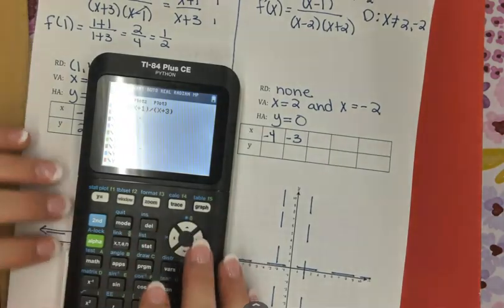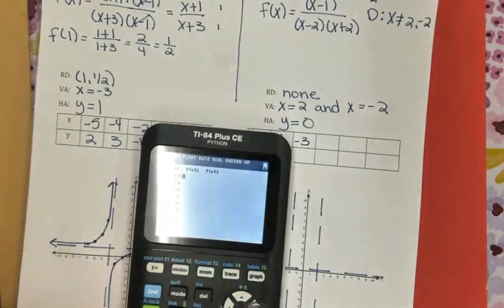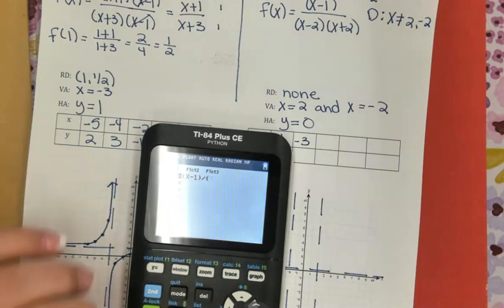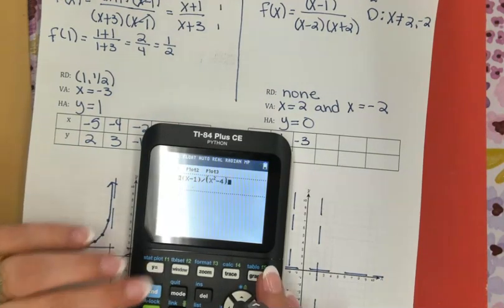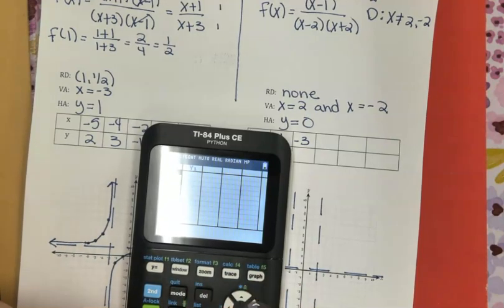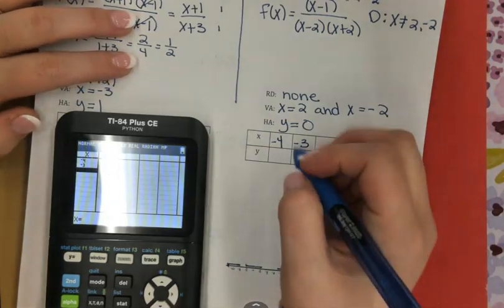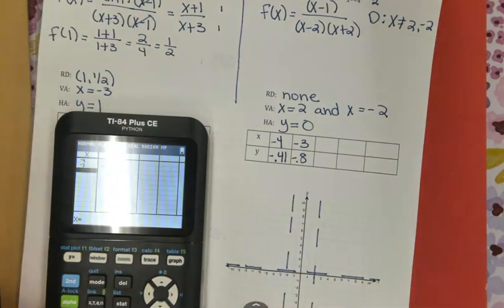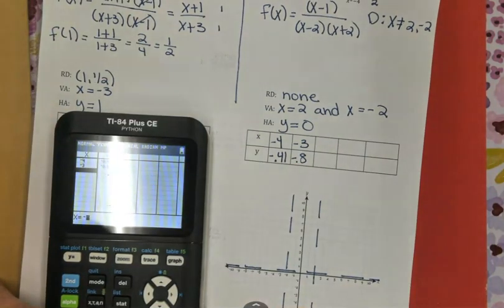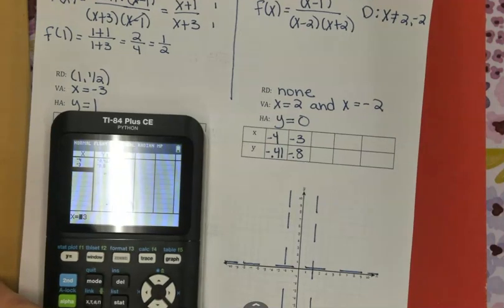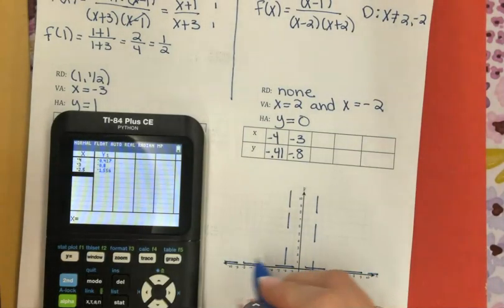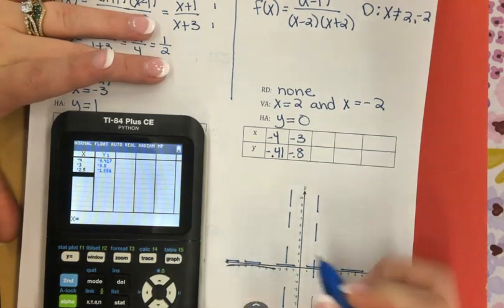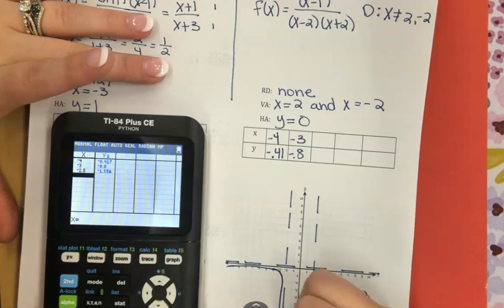Let me swap out the function that's in here. I need to have x minus 1 divided by x squared minus 4. And then in my table, I'm going to do -4, -3. So this is like -0.41, -0.8. If I went further, let's say like 2.5, notice that it's getting larger, but in the negative direction. So that tells me that my graph is going to be hugging my asymptotes this way.